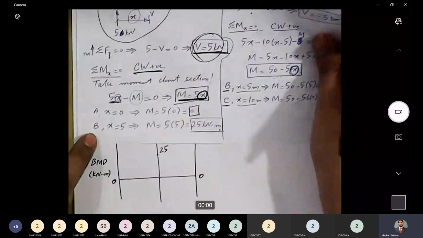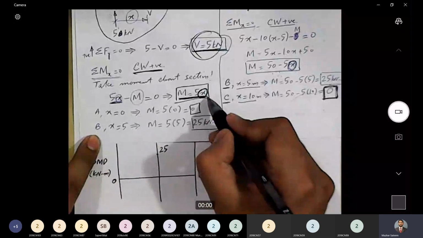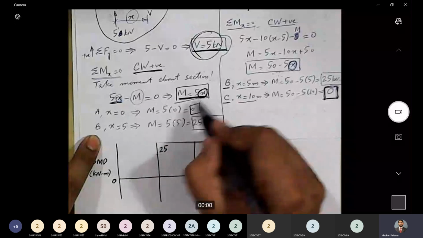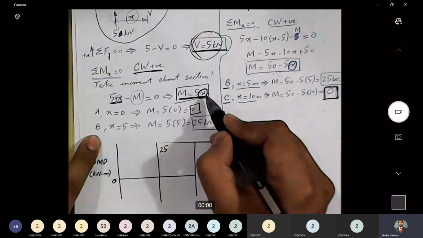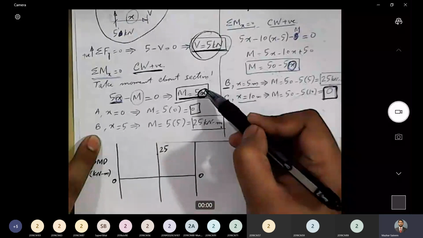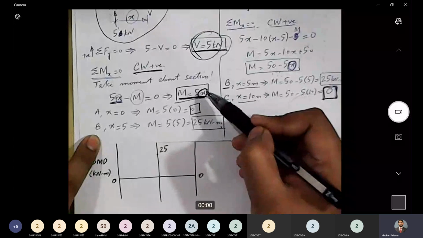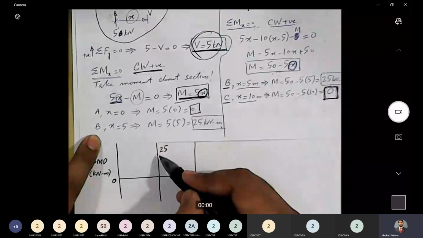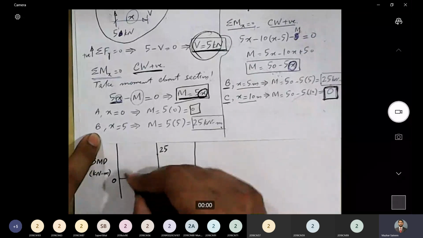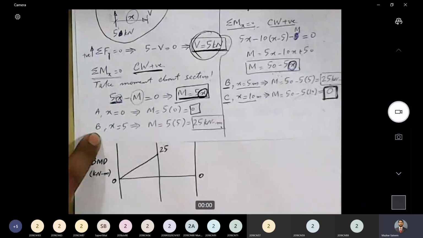Now, let's see the equations. This is the equation of bending moment for portion AB that we just discussed. How much is the degree of this equation? M is equal to 5x. How much is the power of x? Power of x is 1. So if power of x is 1, it means that it is a linear equation. So the line joining point A to B should be a straight line, a linear line or first degree line. So it should be something like this, a straight line.